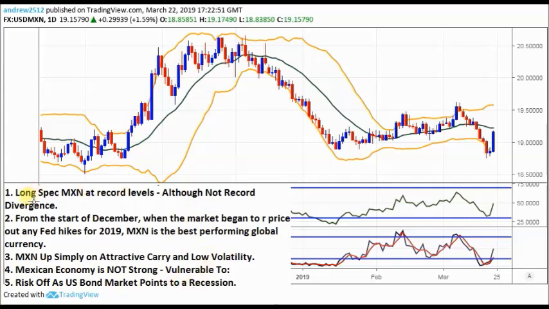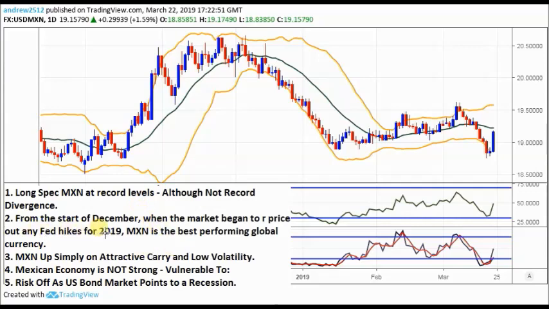But point number one, the long spec Mexican peso position or short USD position is at record levels, okay, since the COT first started. Now, just for regular viewers, although that's not a record divergence between speculators and commercials, the fact that you've got specs as long as they've ever been points to more USD strength, because the specs are going to, I think, bail out on stop.